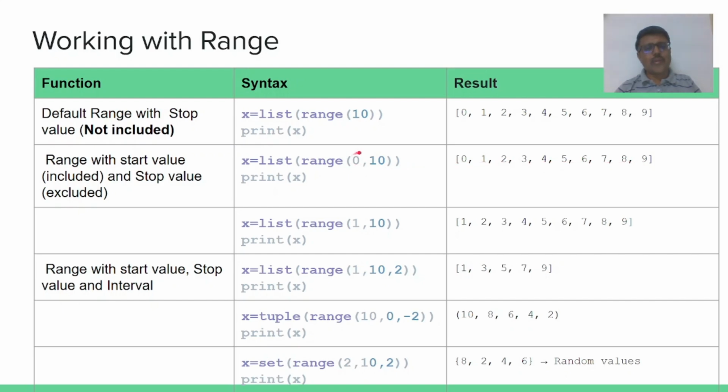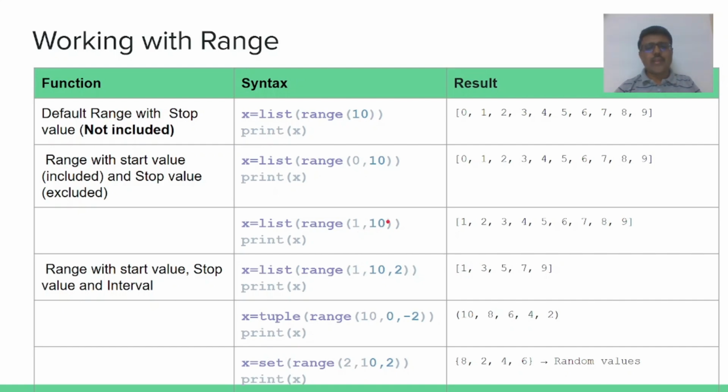But what if I start from 1? So I can always specify 1 here. That means my value starts from 1 instead of the 0th index position, and then it will continue up to 9, because 10 will not be included. Then again, the other option is, suppose I only want to have odd numbers, or I want to have only even numbers.